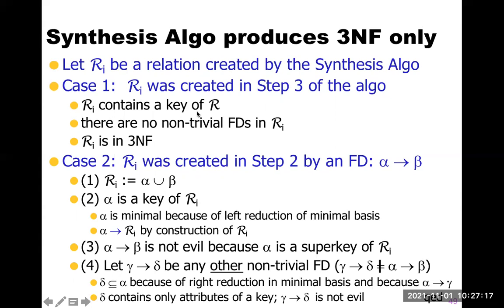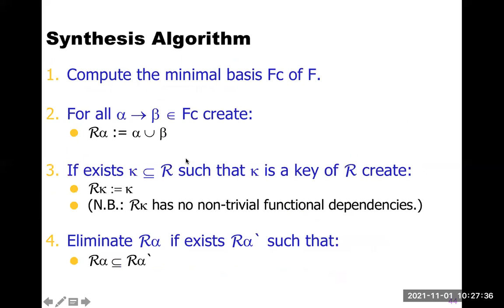So Ri contains a key of the original table, and Ri contains no non-trivial FDs, only trivial functional dependencies. So no other columns. That's the definition of step 3 in our synthesis algorithm. This table has no non-trivial dependencies, only trivial ones. A trivial functional dependency is a dependency where the right part is a subset of the left. That's trivial. So a key is a set of columns and nothing else.